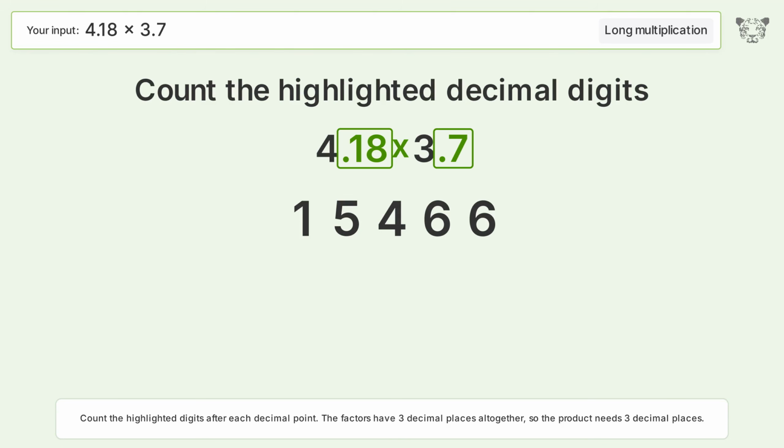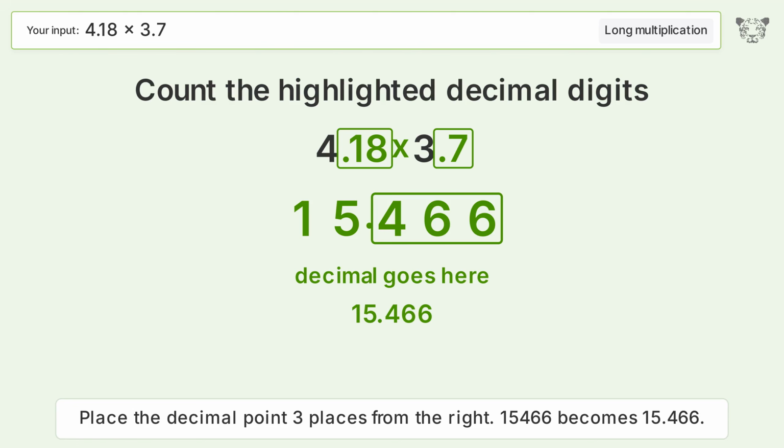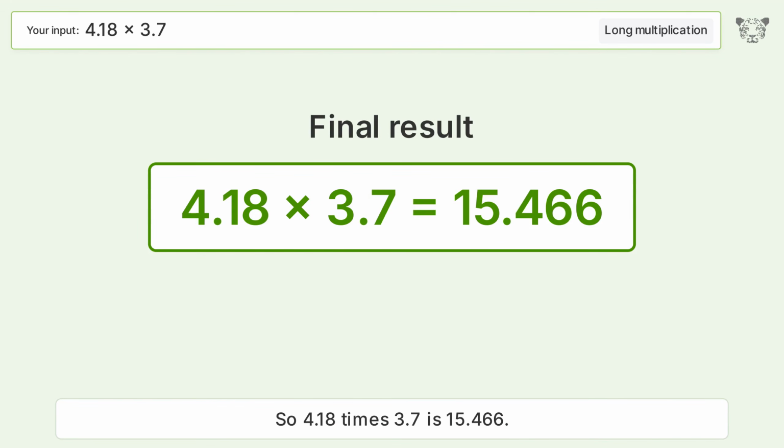The factors have 3 decimal places altogether, so the product needs 3 decimal places. Place the decimal point 3 places from the right. 15,466 becomes 15.466. So 4.18 times 3.7 is 15.466.